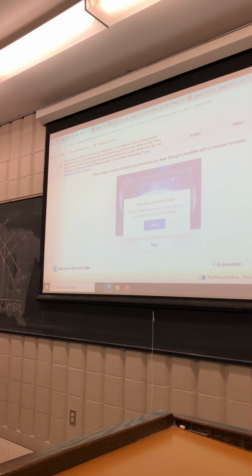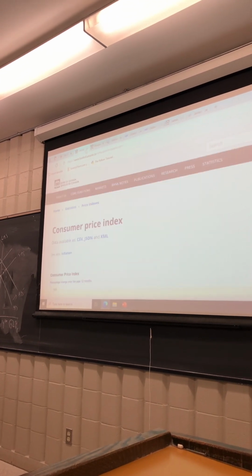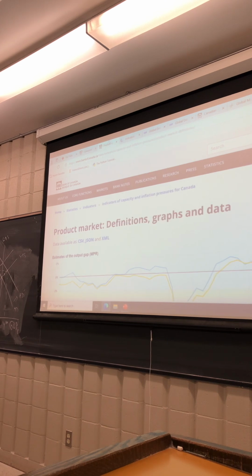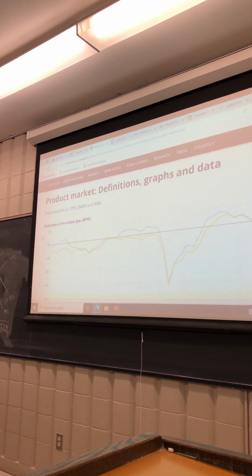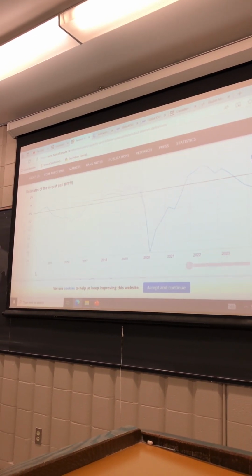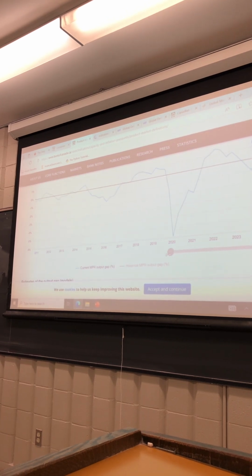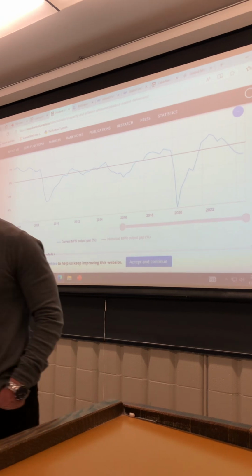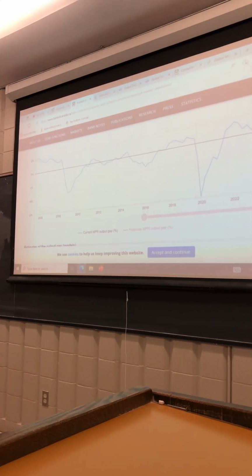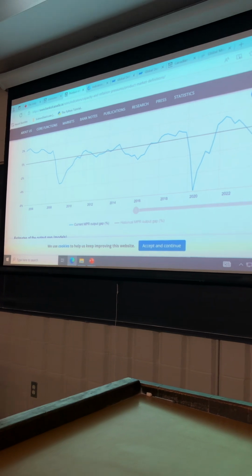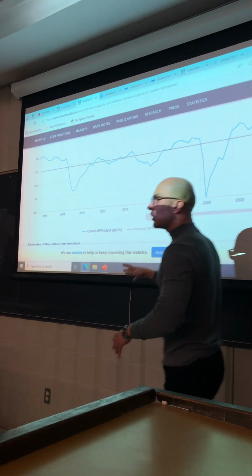So let me get rid of these. So starting with GDP. This is output gap, right? I'm going to also look at the ones that are current. And let me expand this a little bit more. Let me also turn off maybe this slide. All right, so here, you see starting with GDP.